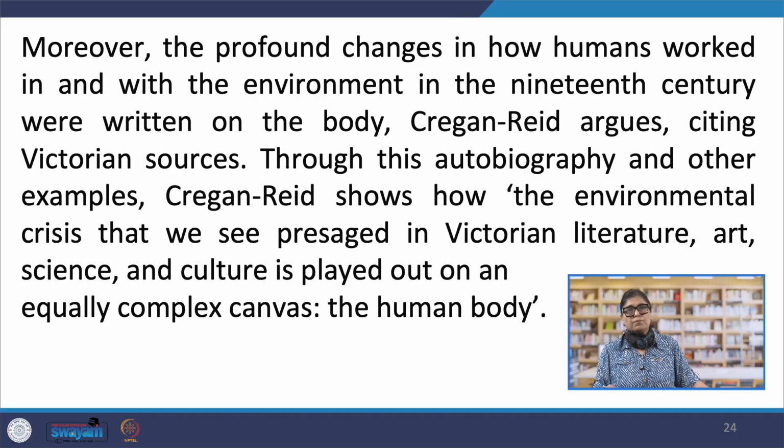Craig Reid situates the distinctive changes during the Victorian period within a much wider historical framework, while also reminding us how, for the first time, such changes could be recorded and circulated in ways technologically impossible during earlier phases of revolutionary change on the planet. Moreover, the profound changes in how humans worked in and with the environment in the 19th century were written on the body, Craig Reid argues, citing Victorian sources. Through this autobiography and other examples, Craig Reid shows how the environmental crisis that we see presaged in Victorian literature, art, science, and culture is played out on an equally complex canvas, the human body.